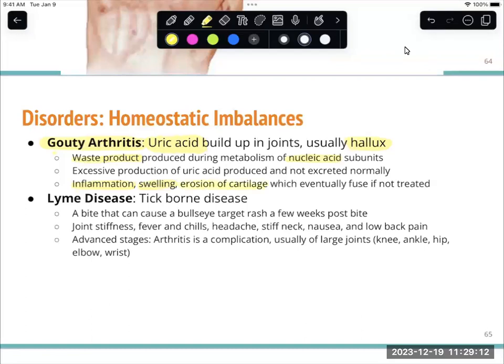You usually see like white kind of poofy areas in an x-ray. And eventually, if it's left long enough, those joints in that big toe are going to fuse together. And if they fuse together, that means you can no longer bend those joints at your big toe. So think about when you walk and you push off with your back foot, how that toe joint bends. It's no longer able to do that.